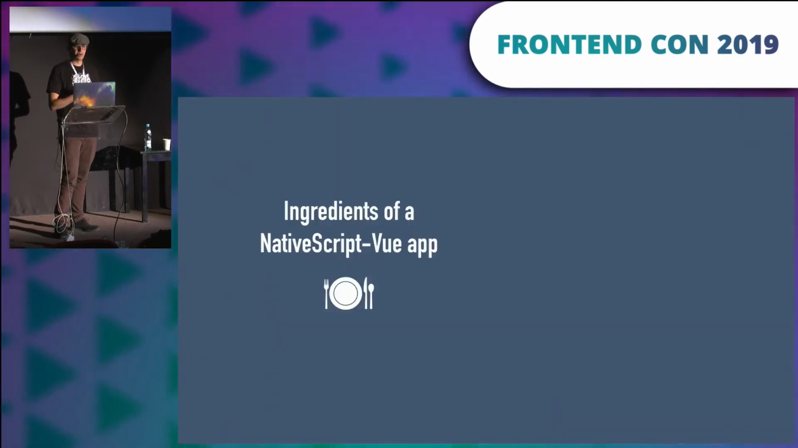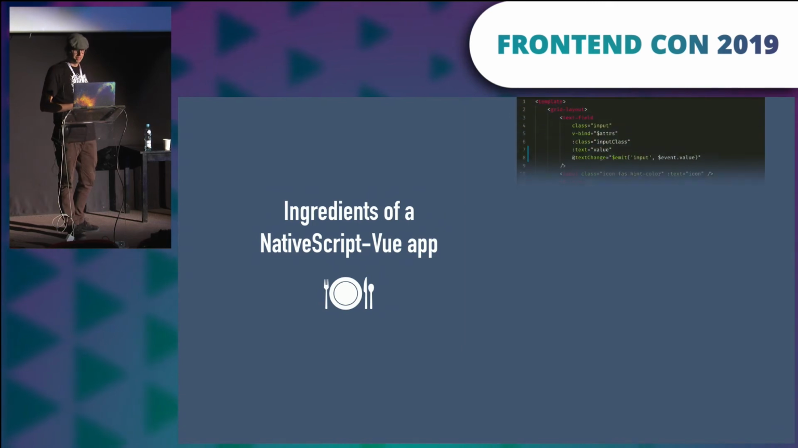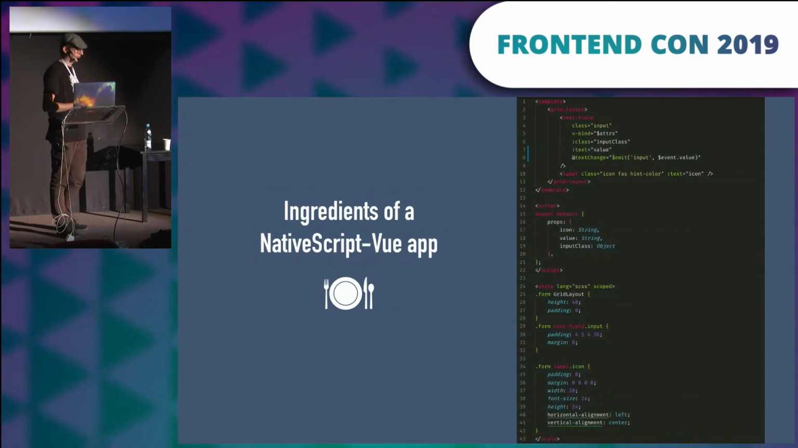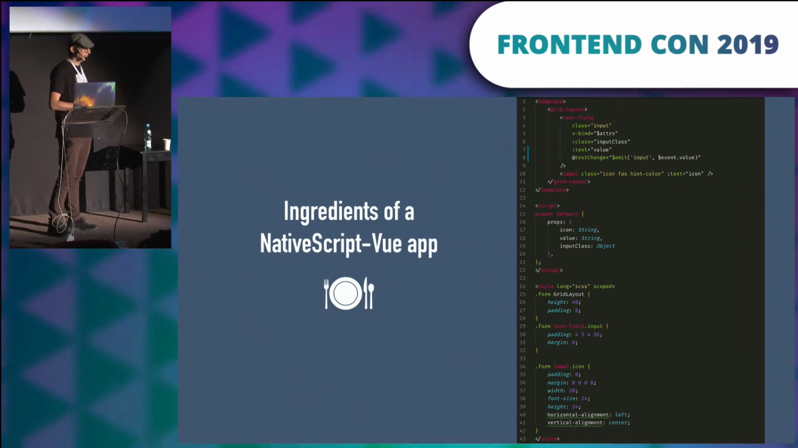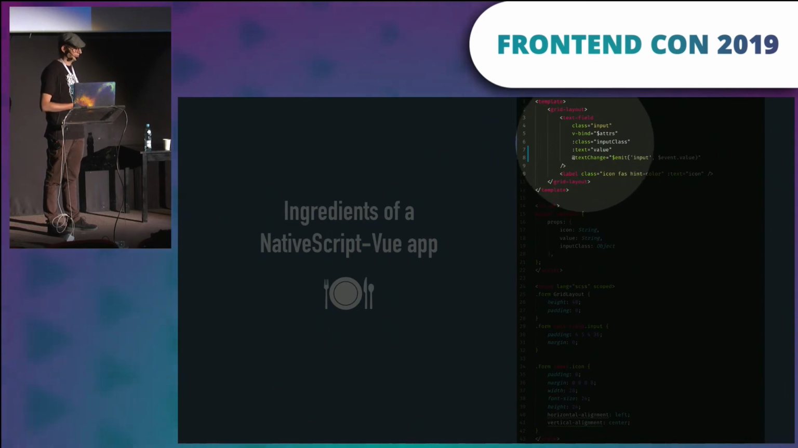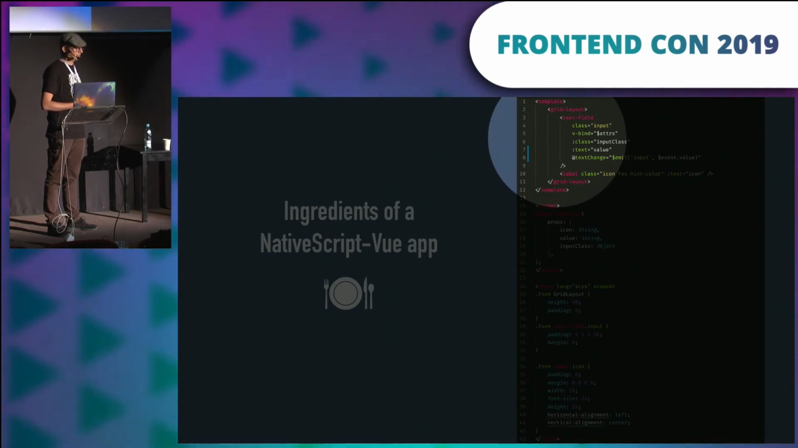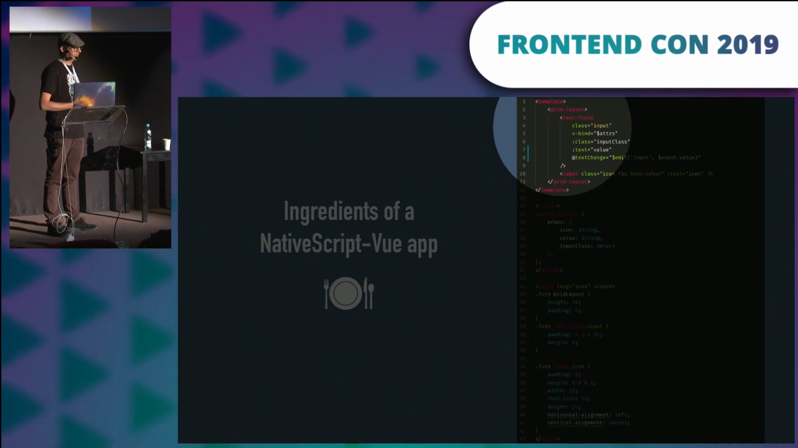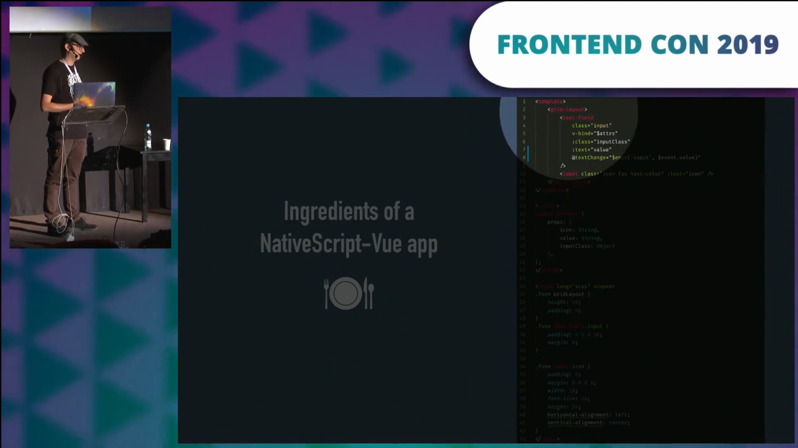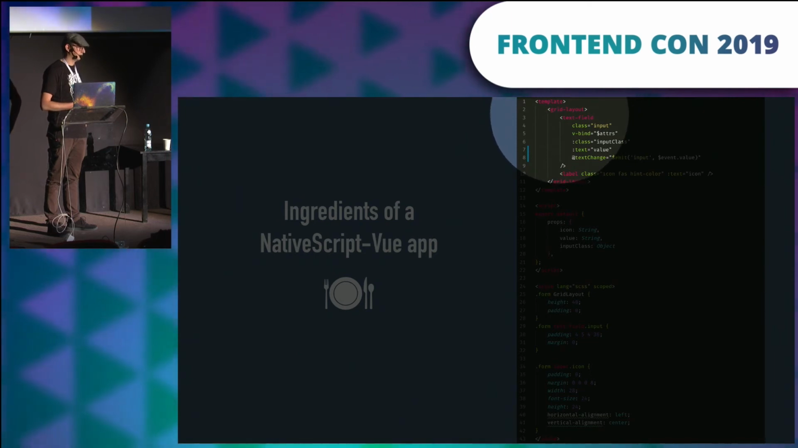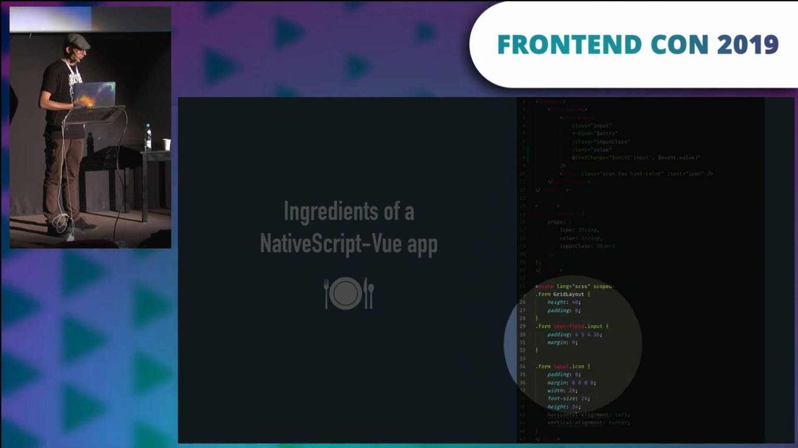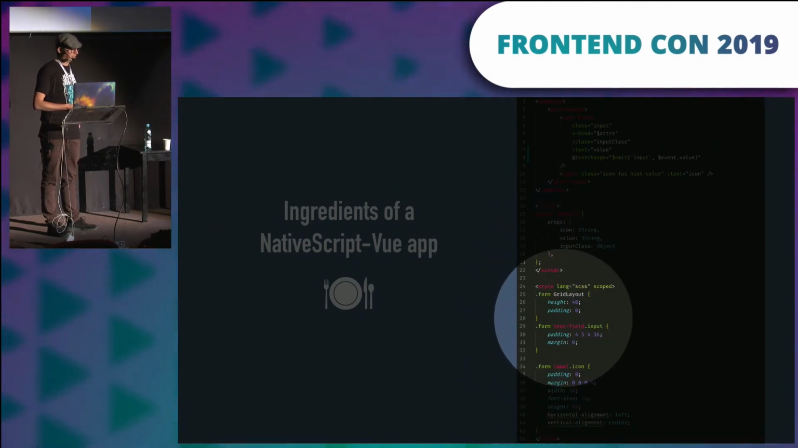So what are the ingredients of a NativeScript-Vue app? This is your normal NativeScript-Vue component, and it's probably very familiar. Looks very familiar, right? So you have your template. The only difference is that instead of HTML components, you have NativeScript components. Then you have your script, and then you have your styles.